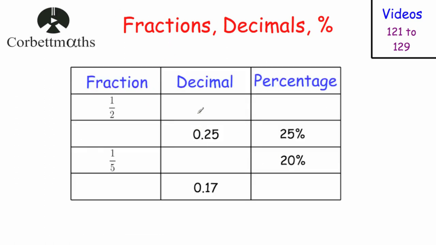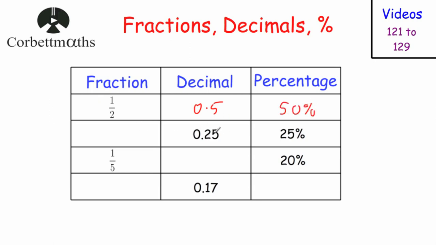Okay, so let's have a look at some questions. Here's a table, and we've been asked to fill in the missing numbers. So 1/2, well, a half is the same as 0.5, and if you do 1 divided by 2, you get 0.5. As a percentage, well, 0.5 times by 100 is 50, so it's going to be 50%.